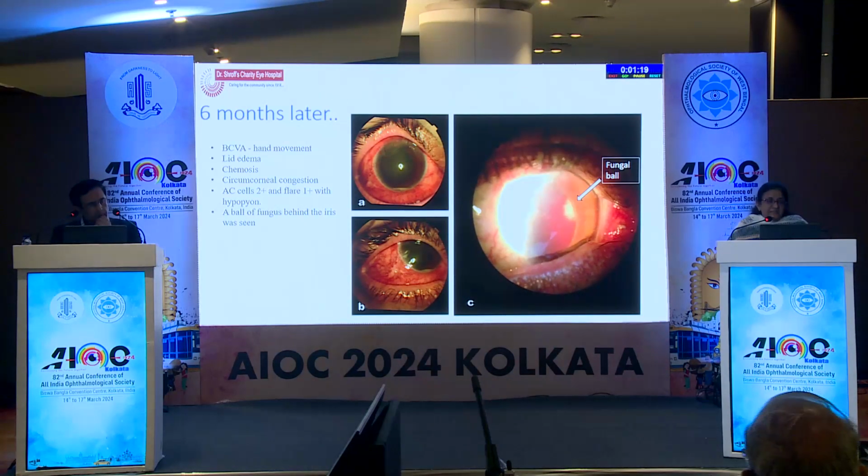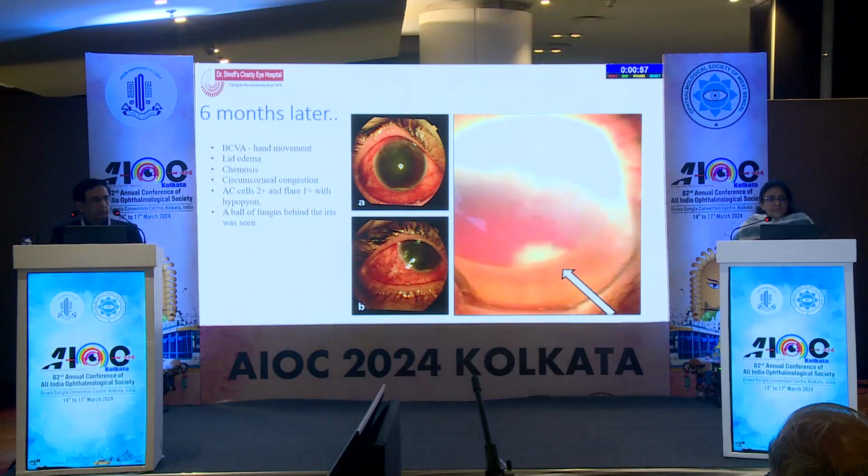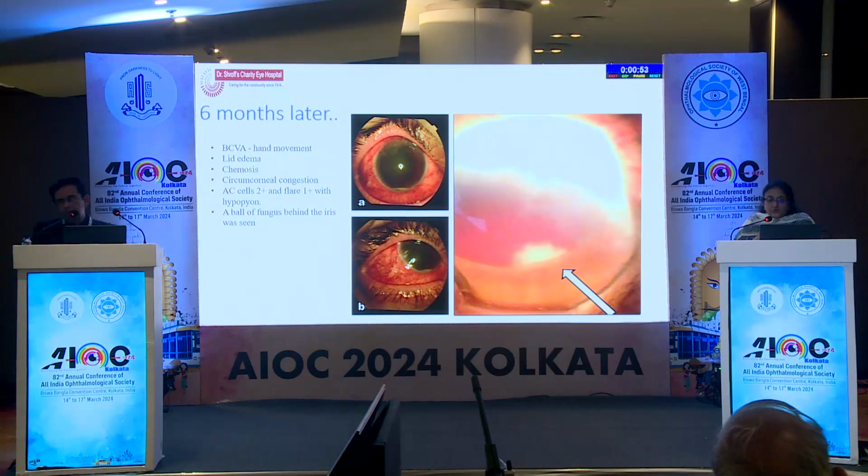But 6 months later, the patient came back again with a drop of vision to hand movements, with gross lid edema, chemosis, congestion, AC reaction, and hypopyon, and this time we could see a ball of fungus right behind the iris, which is the predisposed site for any fungus to grow because it is a cool and dark area behind the iris.